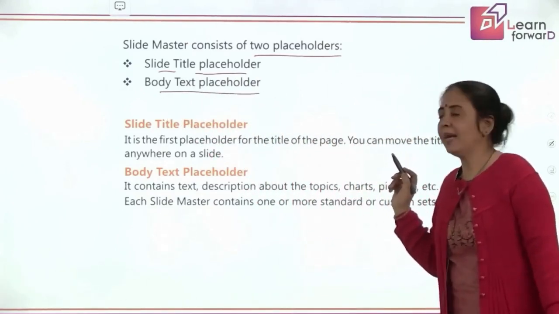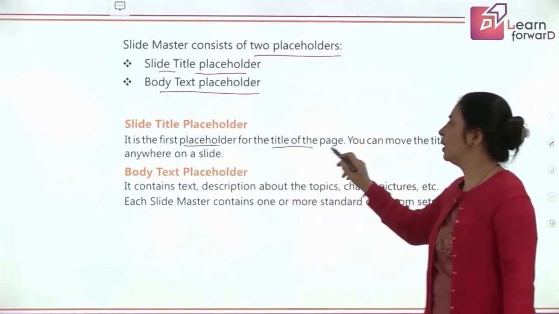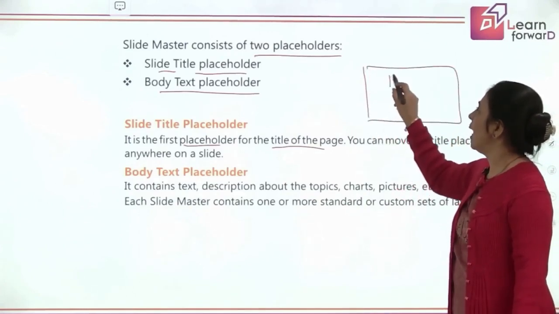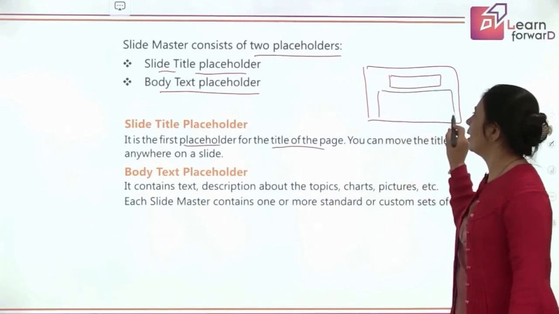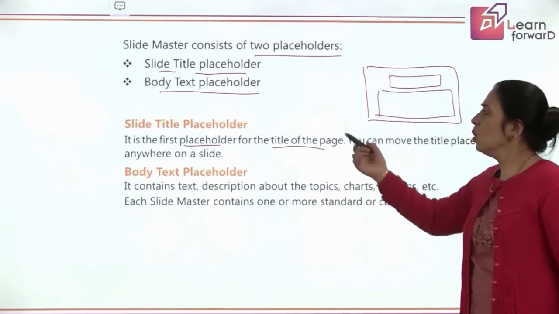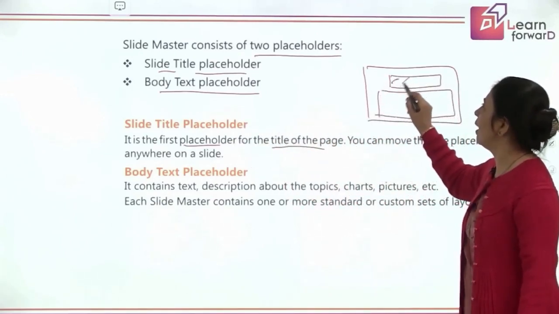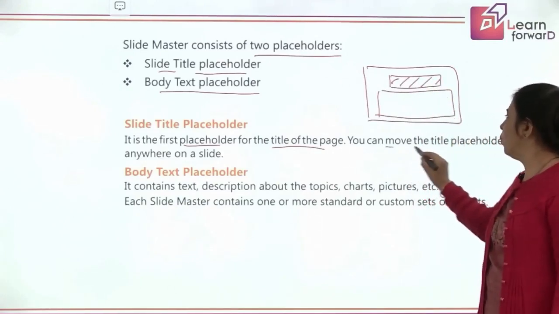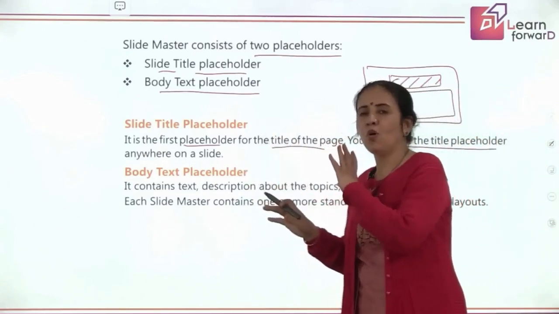First is the slide title placeholder and next is the body text placeholder. What is the slide title placeholder? It is the first placeholder for the title of the page. Suppose you have a page, at the top you are going to put the title and the lower part consists of the body of your particular slide. So the slide title placeholder is the placeholder which you apply for the title of the slide, right? You can move the title placeholder to any location of your slide.